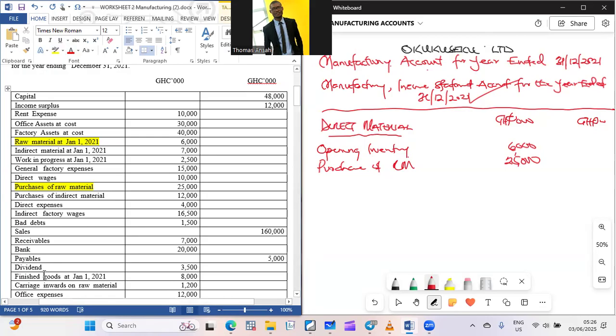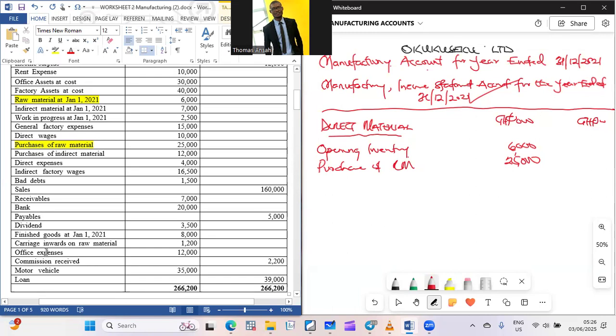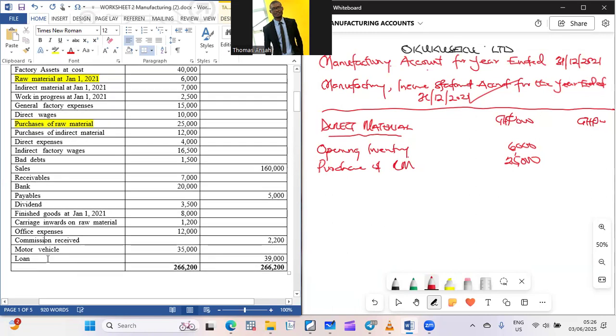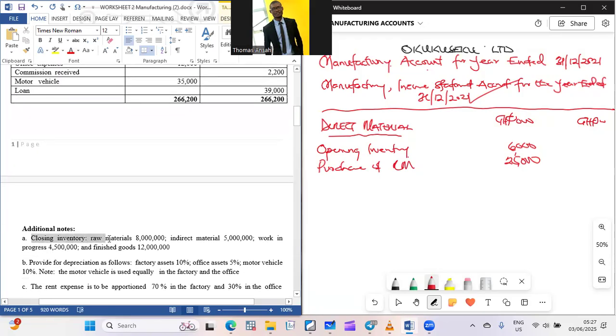You have finished goods. You have payables. All right. You have office expense, commission received. You have motor vehicle loan. Additional information says closing stock of raw material is here, both the here and this one. Then we have work in progress and finished goods, all written. Depreciation is as follows. Factory asset is 10%, office asset is 5%, motor vehicle is this. Note, motor vehicle is equally used in the factory and in the office.